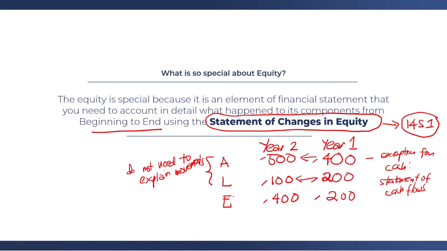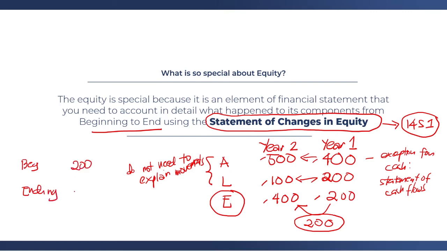But for equity, you need to explain in detail why this 200 of equity from year 1 became 400 in year 2. Why the equity increased by 200 in just 1 year. Statement of changes in equity can look like this: beginning, ending. The beginning is 200, the ending is 400. So if you squeeze in a number, you have 200 here. So the question is, what is that 200?